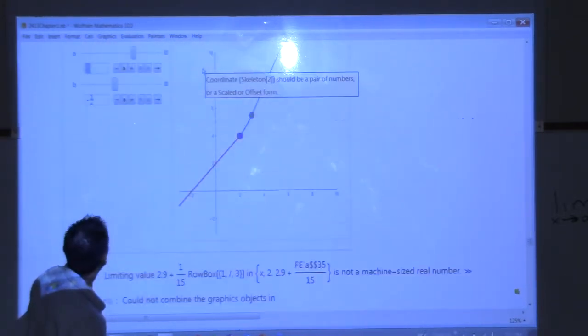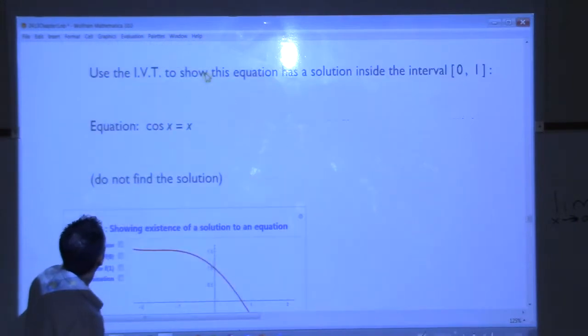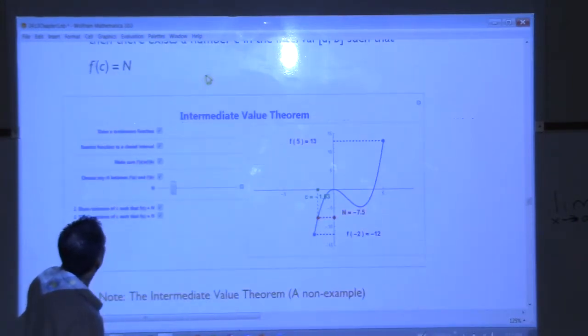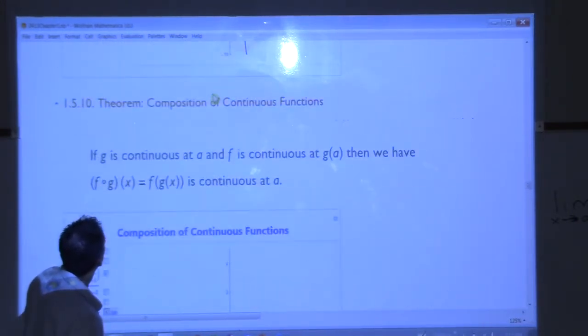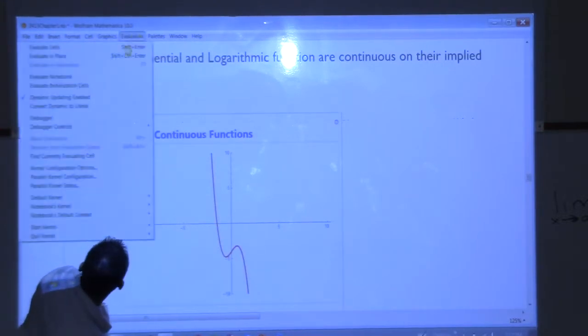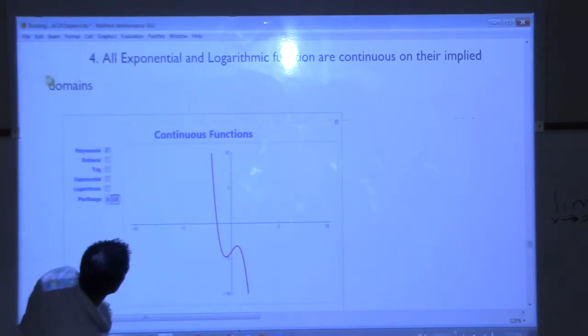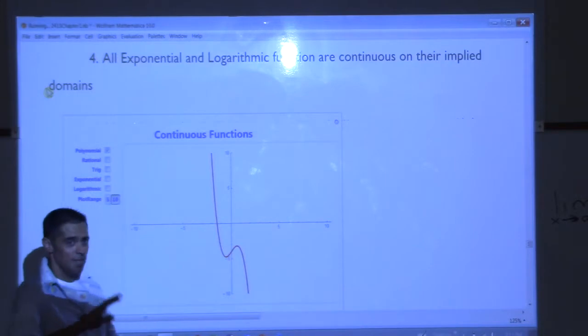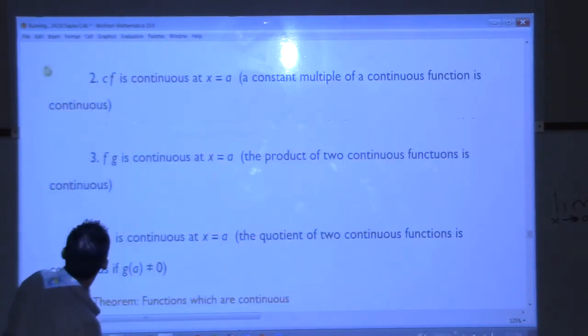And before that, find the solution, intermediate value theorem. Okay. We're done. Now, we're not done for the day. We're just done with this section.